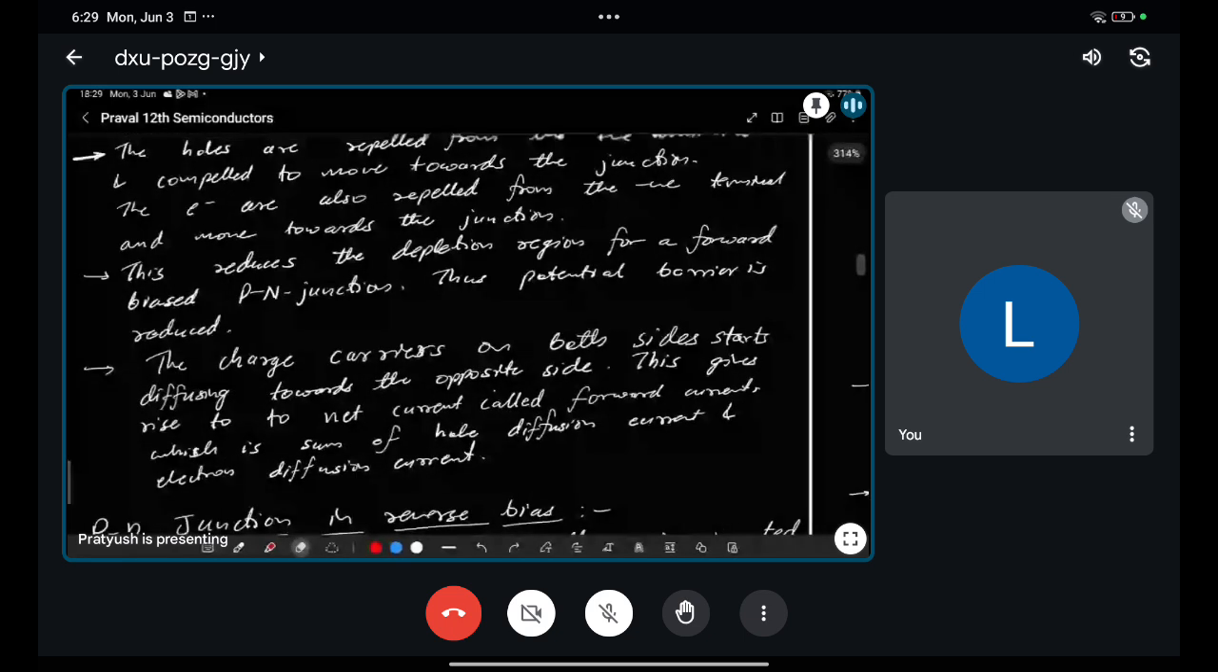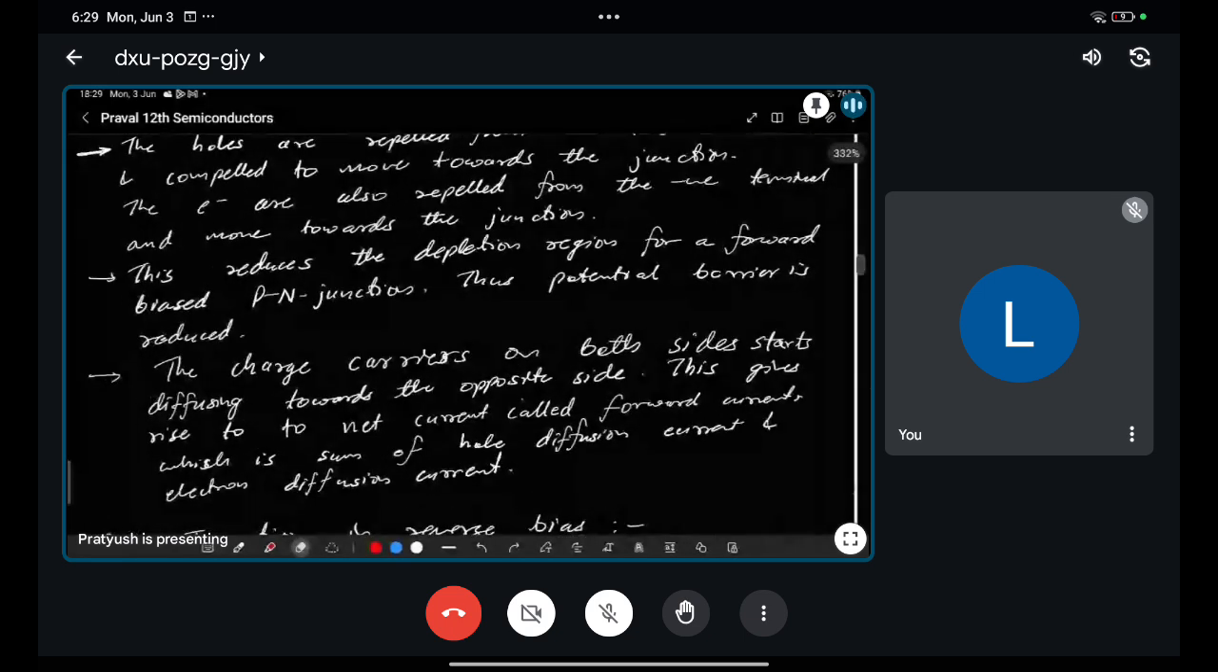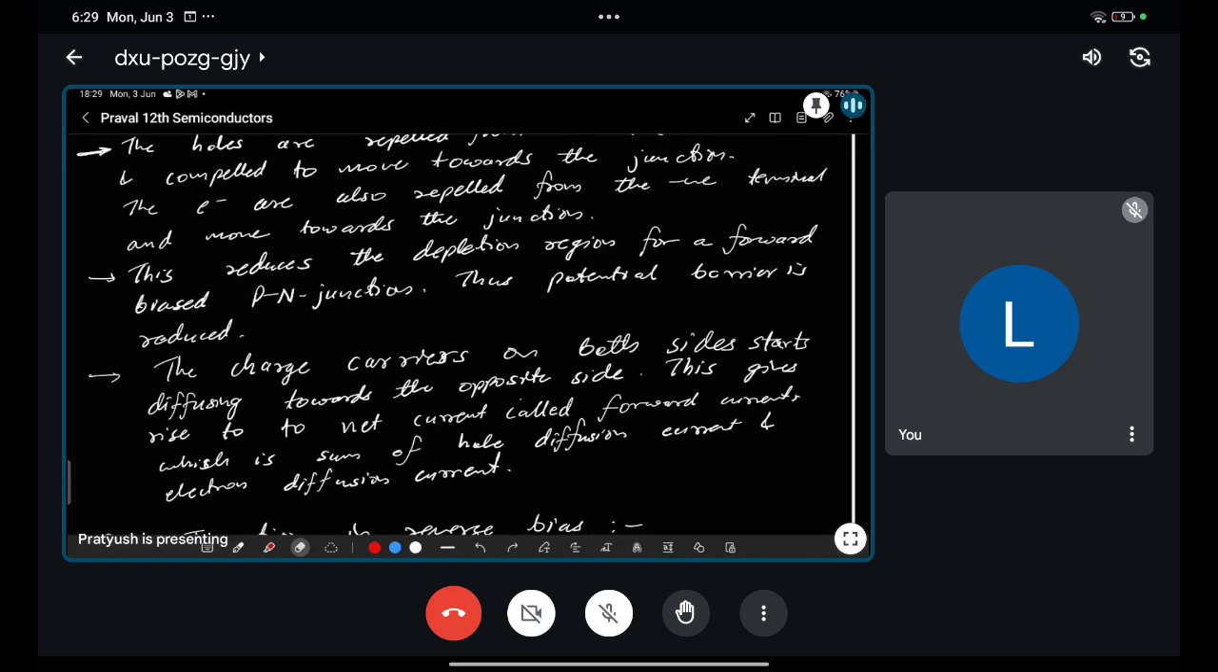Now what will happen? The charge carriers on both the sides will start diffusing towards the opposite side, and this gives rise to net current, which is called forward current. Means when we join a battery, we will get a forward current. Okay, and this forward current is nothing but the sum of hole current and electron current. These were diffusion currents: hole diffusion current and electron diffusion current. Take it down to this point.